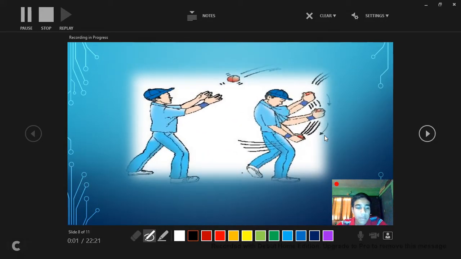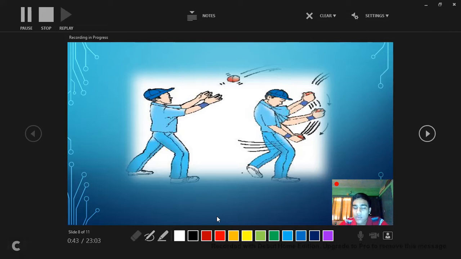Okay, now some examples based on the second law of motion. Let me say the question first. You may have noticed while playing cricket, if you are a fielder and you raise your hands to try to catch the ball, your palms sometimes get hurt. Your hand is paining when you catch the ball. Why is that happening?